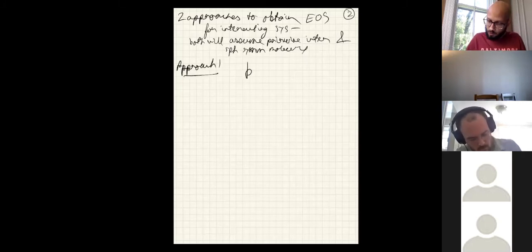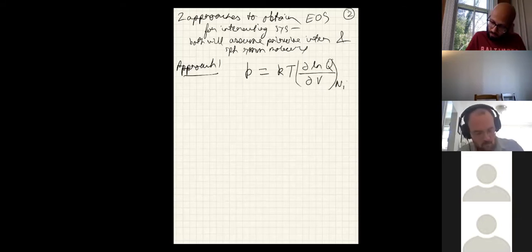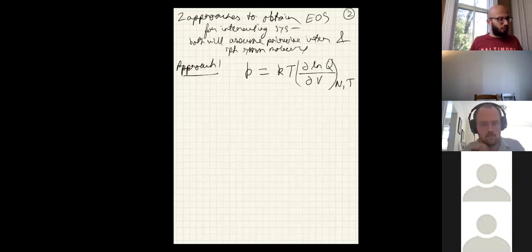In order to calculate the pressure in statistical mechanics, if we knew the canonical partition function, then we could take the partial derivative of the log of the canonical partition function with respect to volume at constant number and temperature, and then we would get pressure. So this is a simple approach that we could take. In order to do this, we need to calculate the canonical partition function.